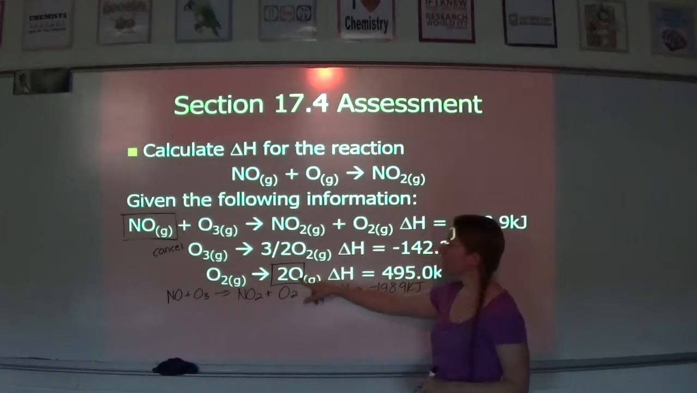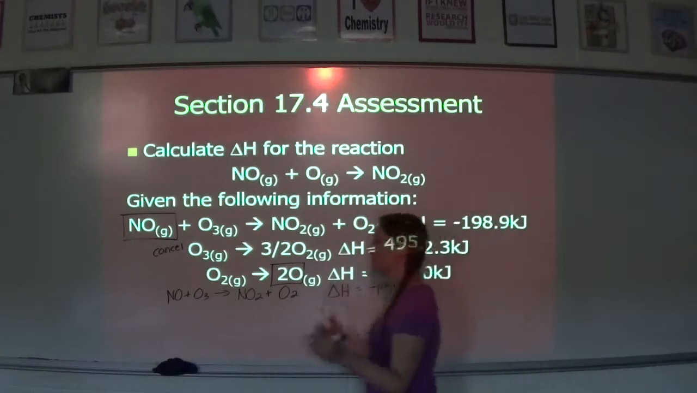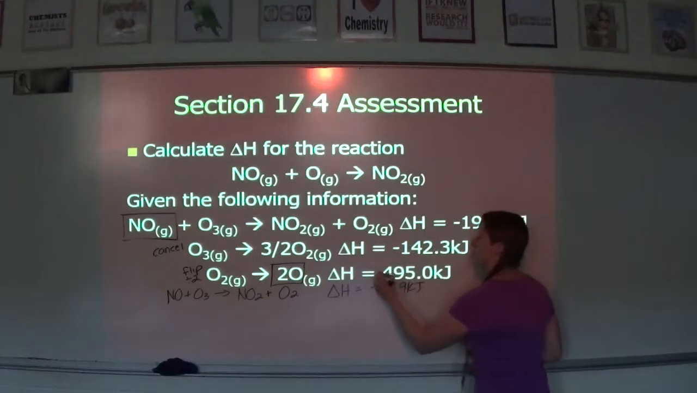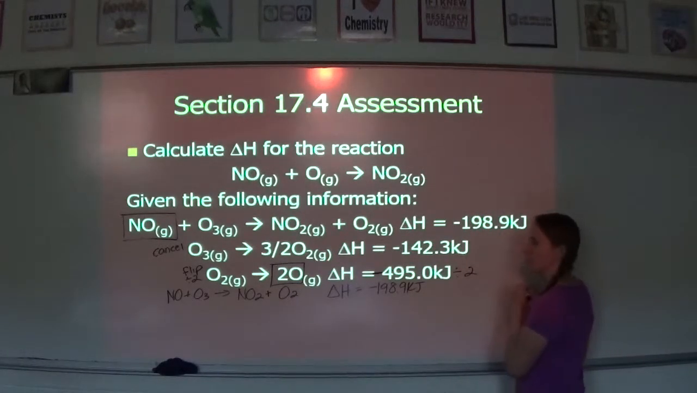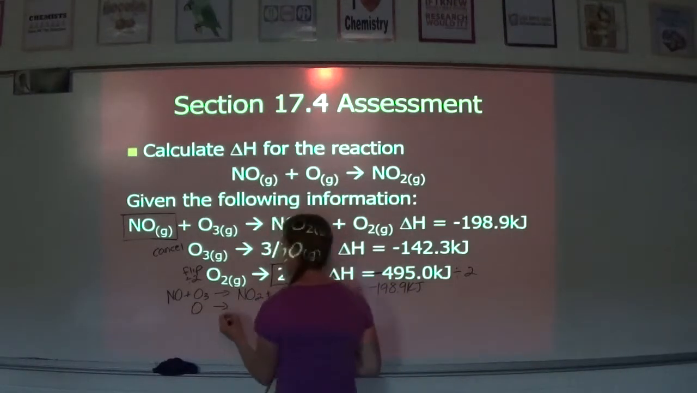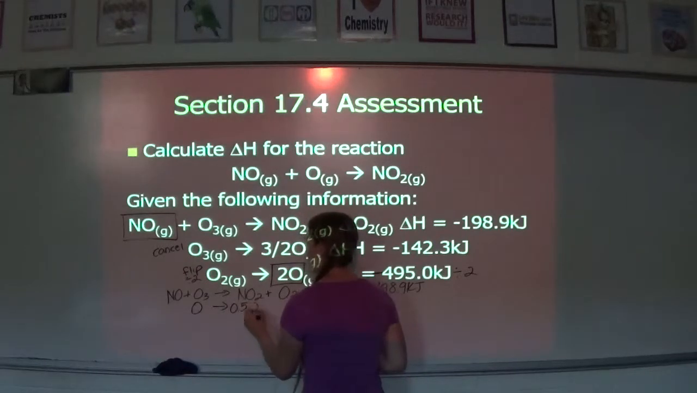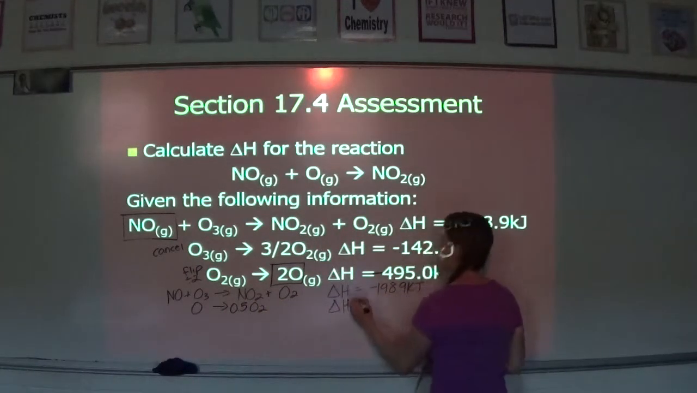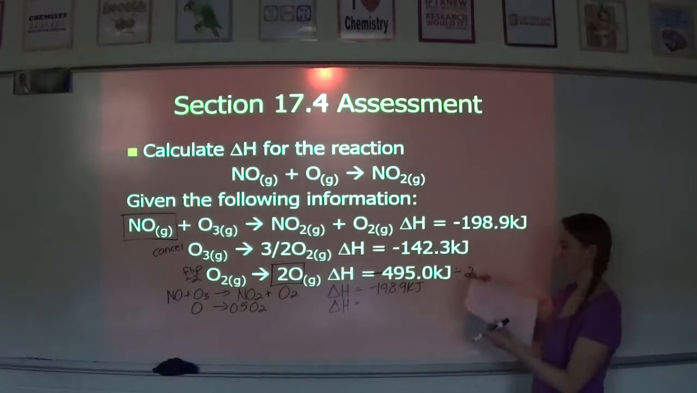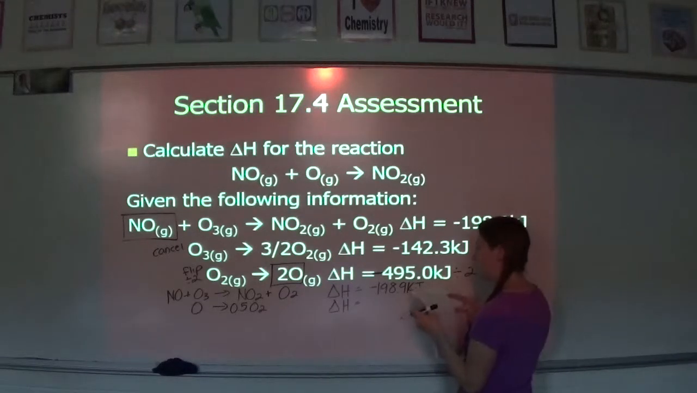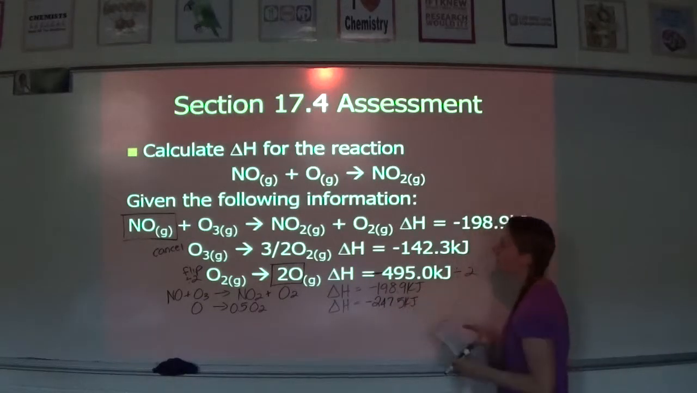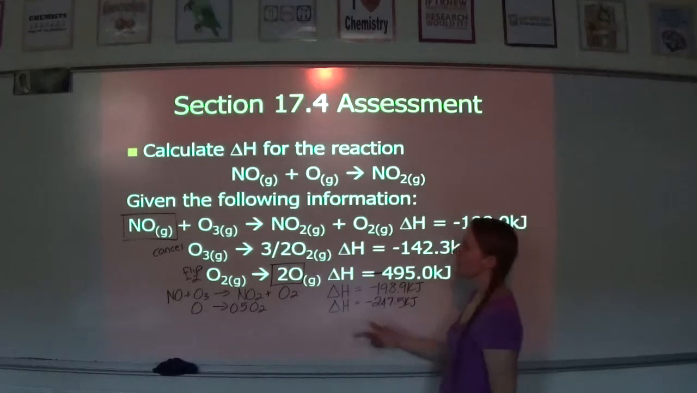We have 2 O's as a product. I want 1 O as a reactant. So that means I need to flip it and divide by 2, which means I need to change the sign of delta H and divide it by 2. Remember, when we flip it, we write the products first, but I'm also dividing by 2, so I'm going to write O and then 0.5 O2. For delta H, I change the sign and divide by 2, and I got negative 247.5 kilojoules.